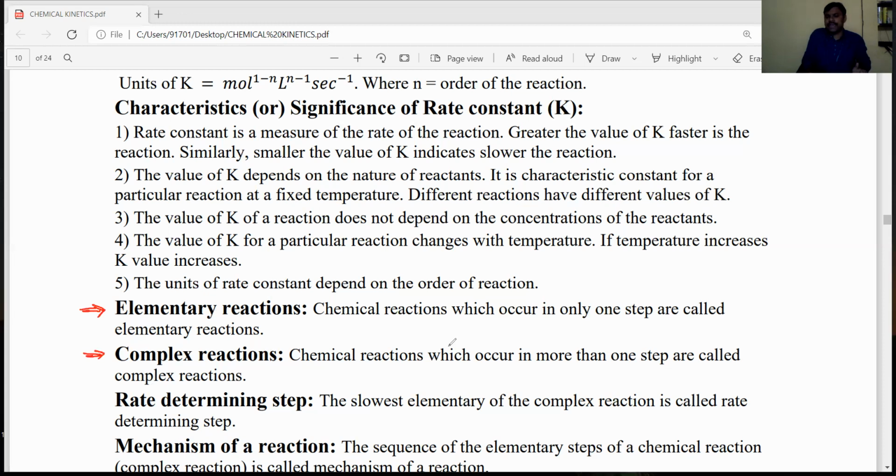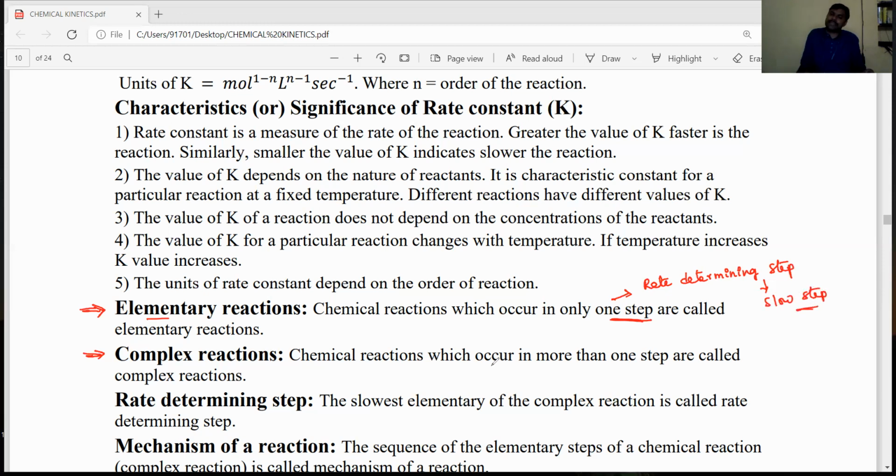What are the elementary reactions? An elementary reaction means a chemical reaction which occurs in only a single step. Those reactions which take place in a single step are called elementary reactions. So an elementary reaction taking place in a single step is only the rate determining step. The elementary step is also considered a rate determining step. It is a slow step. The rate determining step is always a slow step.